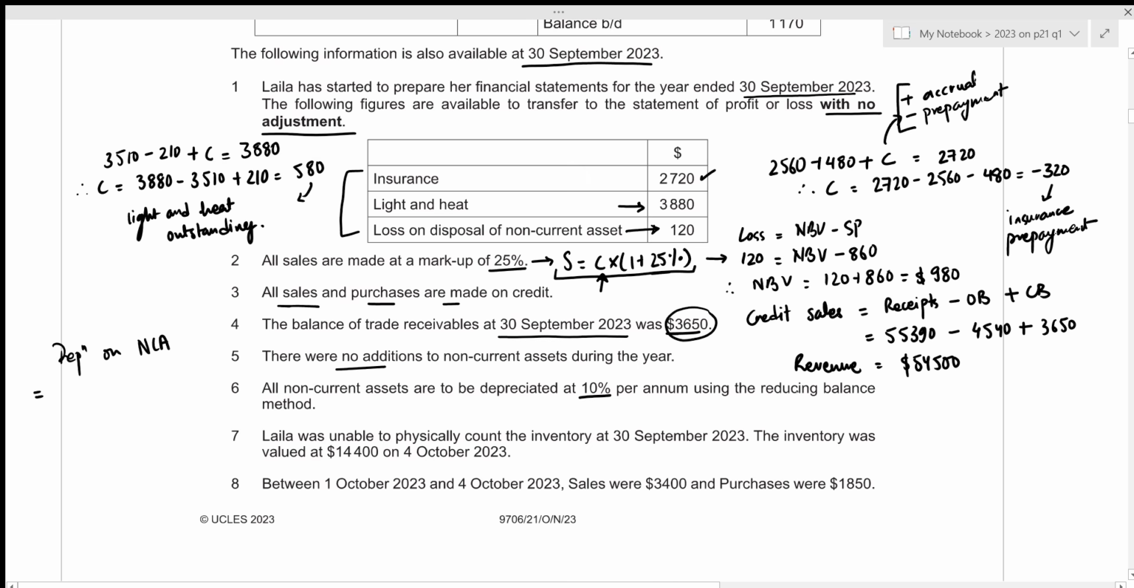Since this is based on the reducing balance method, we need to start with our net book value. And in this case, there was also a disposal of non-current asset. Remember that we cannot apply depreciation on the disposed assets, which means that we first need to subtract the net book value of the disposed asset from the total net book value at the opening date. Then we can multiply it by the rate of 10% in order to calculate the depreciation charge for the year.